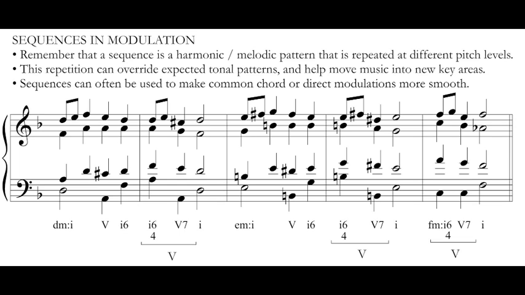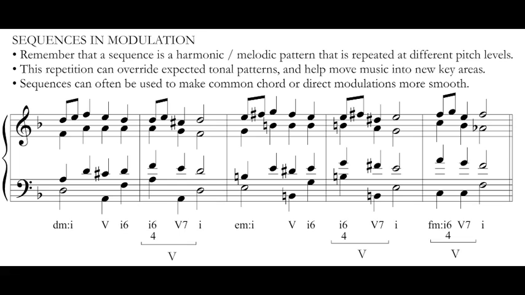And this repetition that can override harmonic expectations can also be used to help us move music into new key areas. Sequences can often be used to help make common chord modulations or direct modulations more smooth. Oftentimes sequences and modulations are used in combination with some of these techniques. If we look at what we see here, we have a sequence that's used to enhance some direct modulations.